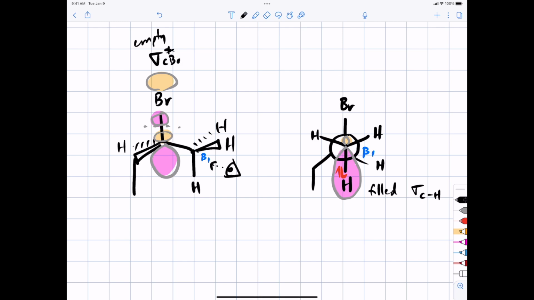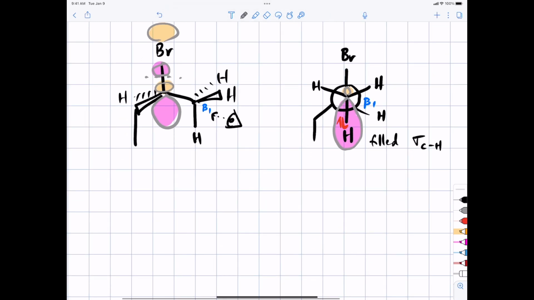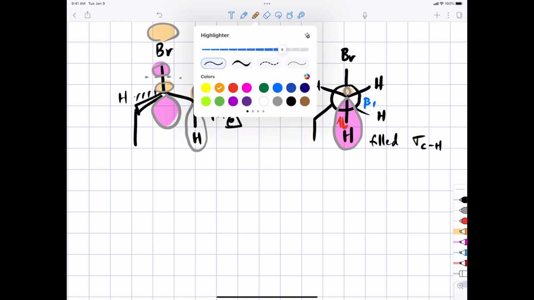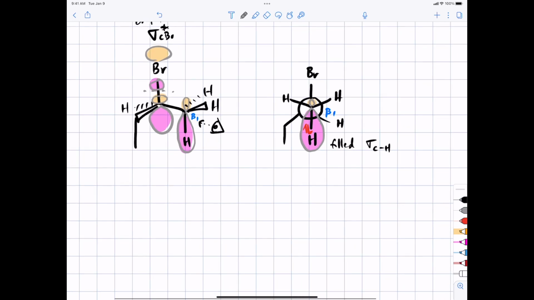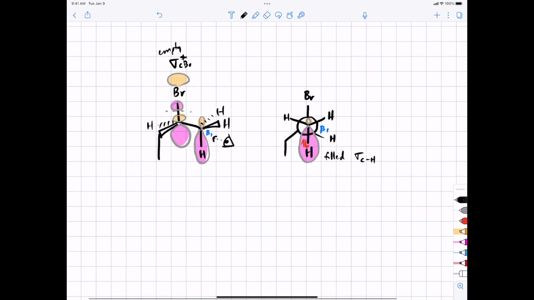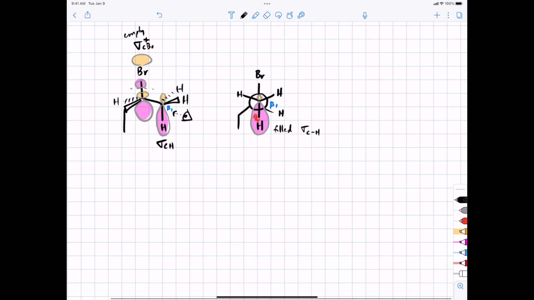Do you remember what term we use for a situation where a filled orbital overlaps with an adjacent empty orbital in the same molecule? Hyperconjugation. We've seen that once previously when we talked about why staggered is more stable than eclipsed, right? And remember what hyperconjugation is: partial mixing of a filled orbital, the filled carbon-hydrogen sigma bonding orbital, with the empty carbon-bromide sigma star.